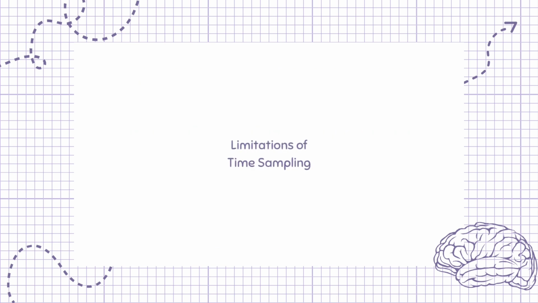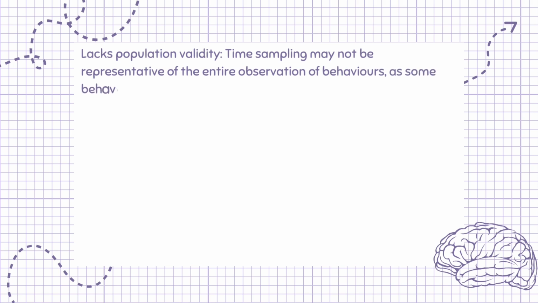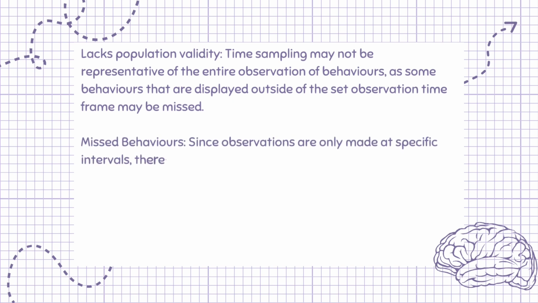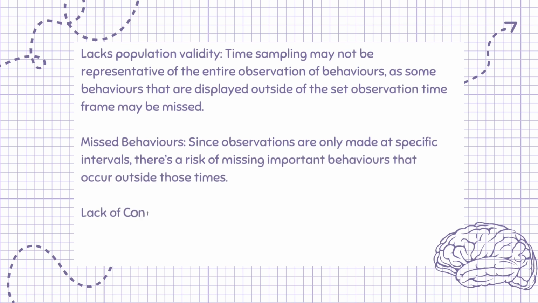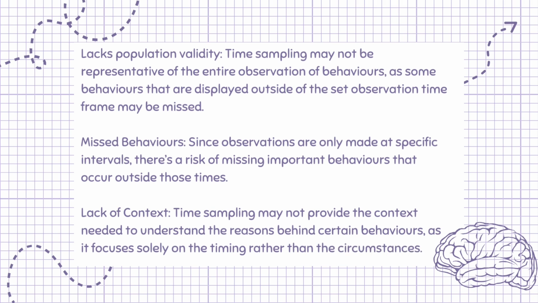Limitations of time sampling. Lacks population validity. Time sampling may not be representative of the entire observation of behaviors, as some behaviors that are displayed outside of the set observation timeframe may be missed. Missed behaviors. Since observations are only made at specific intervals, there's a risk of missing important behaviors that occur outside those times. Lack of context. Time sampling may not provide the context needed to understand the reasons behind certain behaviors, as it focuses solely on the timing rather than the circumstances.